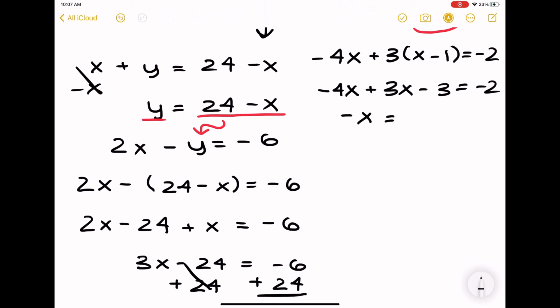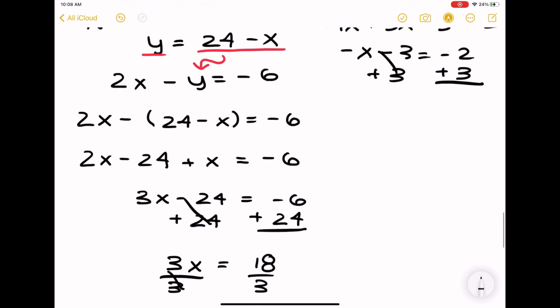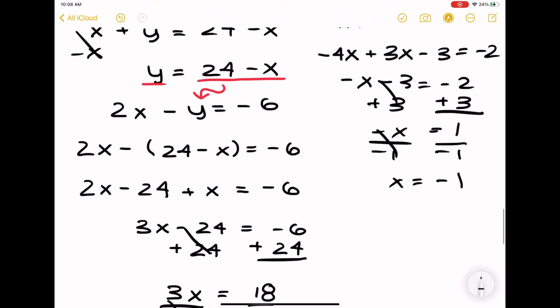Then we go ahead and simplify, and we get -x minus 3 is equal to -2. And then we're going to go ahead and add 3 to both sides, get -x is equal to 1, and then we just divide by -1, and then we'll get x is equal to -1.